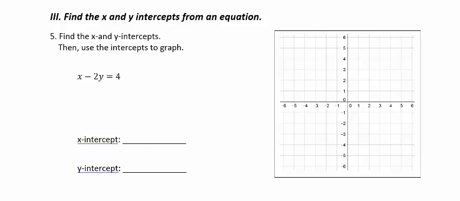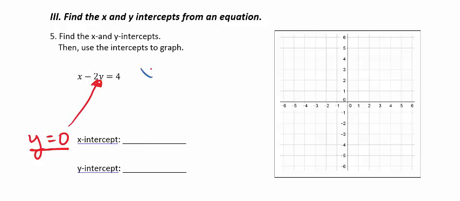So in part 3, we want to find the x and y-intercepts from an equation, and then we're going to use them to graph the line. This time our equation is not in slope-intercept form. Here we're just going to plug in zeros for both x and y to find our intercepts. So let's start with our x-intercept. To find our x-intercept, we know always that y is going to equal 0 at the x-intercept. So all we have to do is plug in 0 in place of y in our equation.